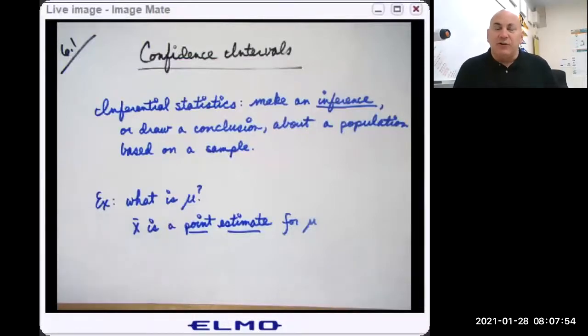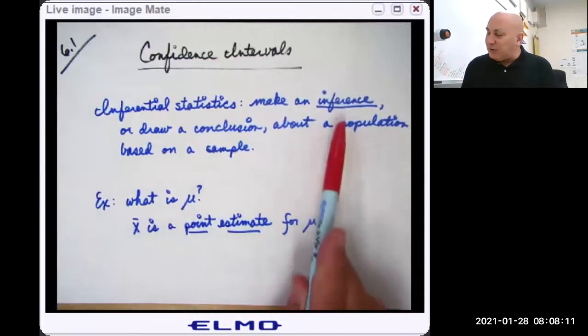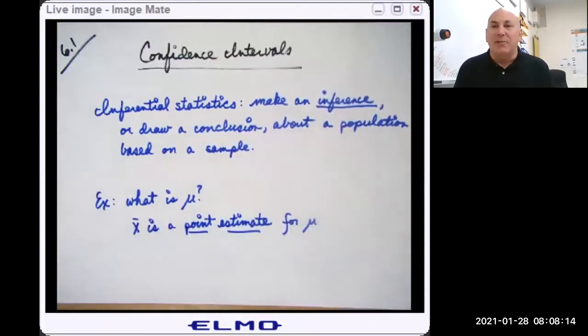Hello, statistics students. Up until now, we've been working in the branch of statistics known as descriptive statistics, where we gather, organize, and display data. Starting in this chapter, we're going to be working in the branch of inferential statistics, where we make an inference or we draw a conclusion about a population based on a sample.